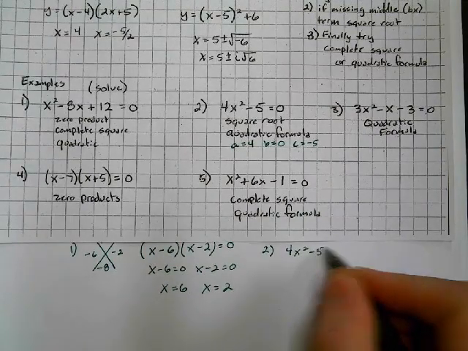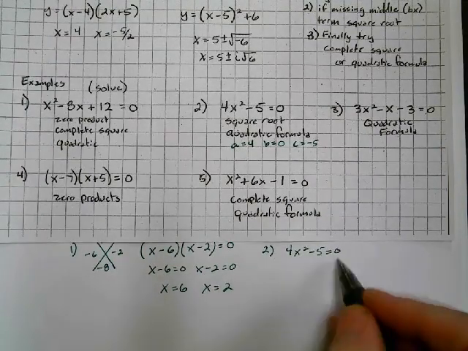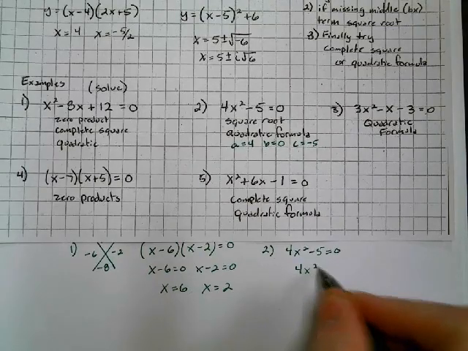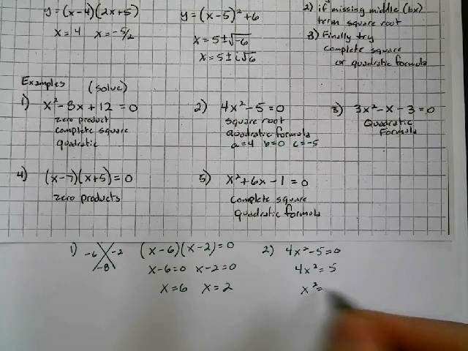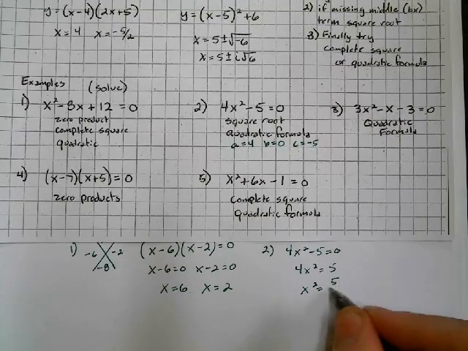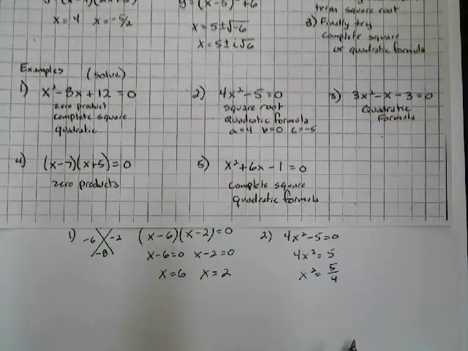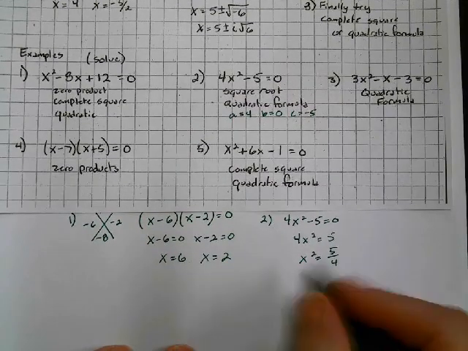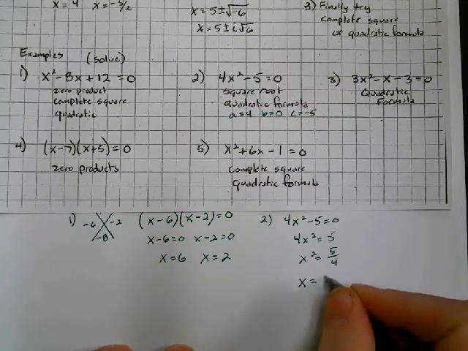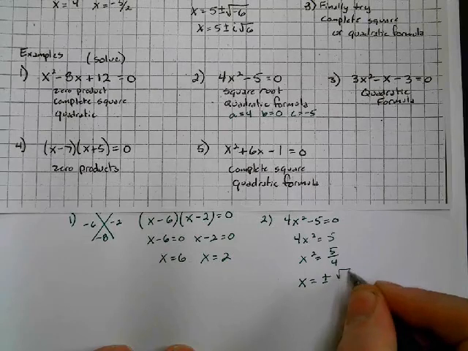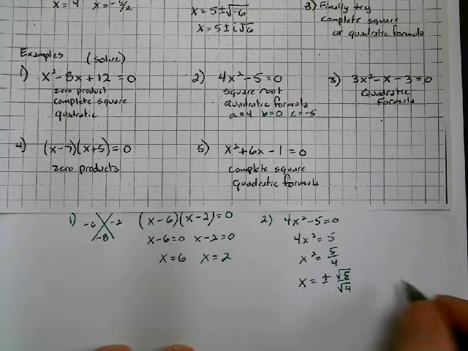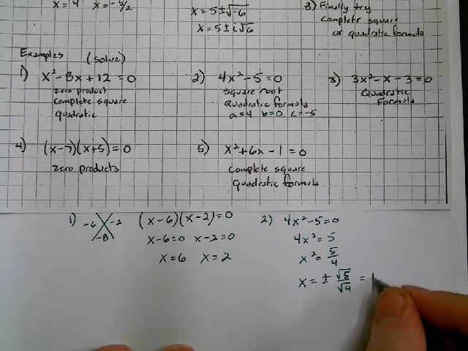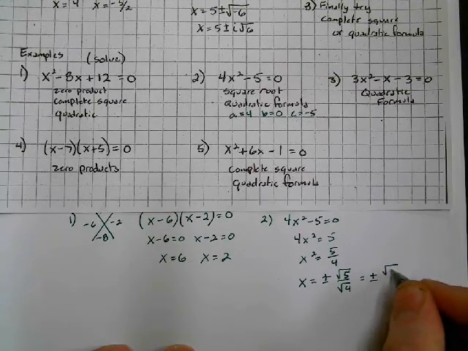We'd add 5 to both sides, get 4x squared equals 5. We divide by 4. We get x squared equals 5 over 4. And then we take the square root from both sides. So when we take the square root, remember you do plus or minus, and this would be the square root of 5 over the square root of 4. And the square root of 4 does reduce. This would be plus or minus square root of 5 over 2, and that would be our final answer.